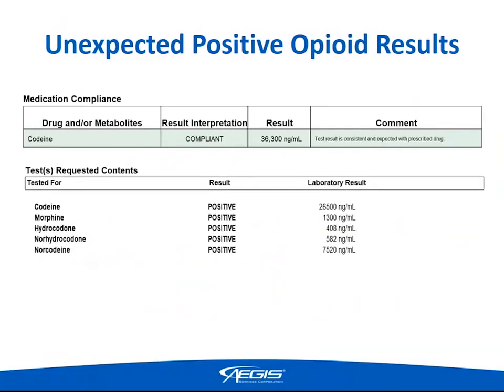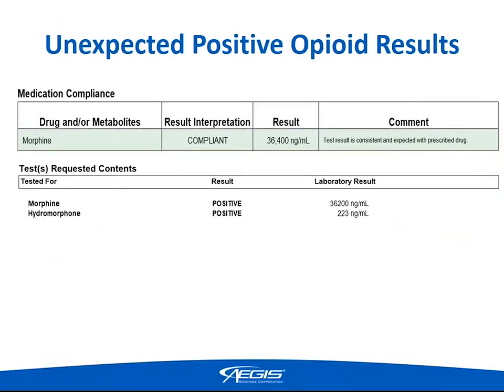This report shows a codeine positive result with a low concentration of hydrocodone, which is a minor metabolite of codeine, along with morphine, norhydrocodone, and norcodeine. Morphine is the expected major metabolite of codeine. Next, this report shows a morphine positive result with a very low concentration of hydromorphone as a minor metabolite of morphine.